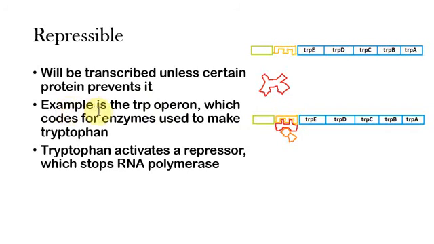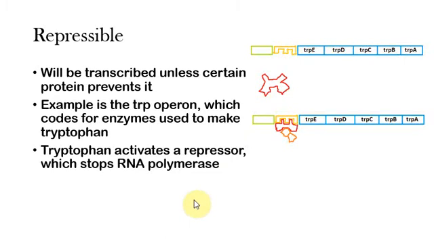This is actually known as the TRP operon, named for tryptophan. So the example is the TRP operon, which codes for enzymes used to make tryptophan. It actually makes the tryptophan from another precursor. We're not going to get into the actual process, but each of these 5 genes is essential in order to manufacture that tryptophan.